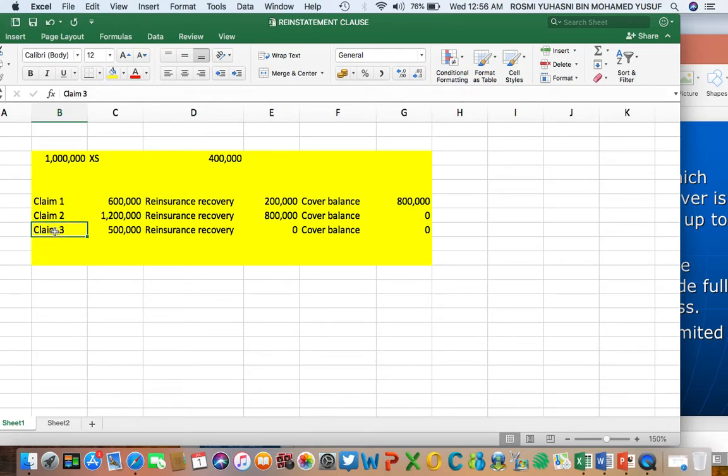And if there is claim number three, which occurs after claim number two, let's say the amount of claim is 500,000, recovery will be zero because there is no more cover available after claim number two. So this is the problem faced by the insurer in working excess of loss. To avoid the possibility of the cover becoming zero, there is a clause in the treaty called the reinstatement clause. This clause will allow the insurer to increase back the cover every time there is a claim.